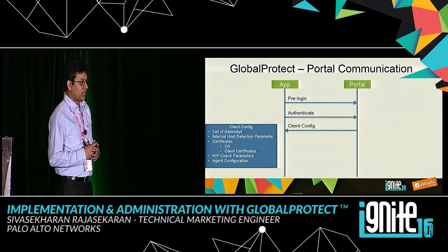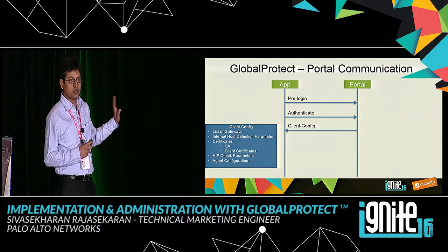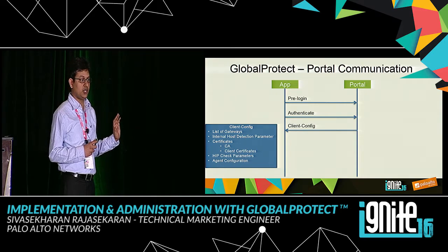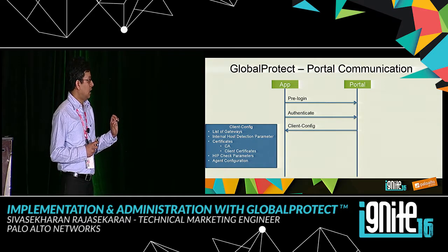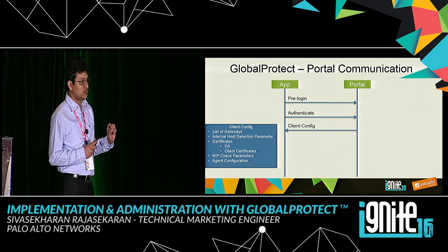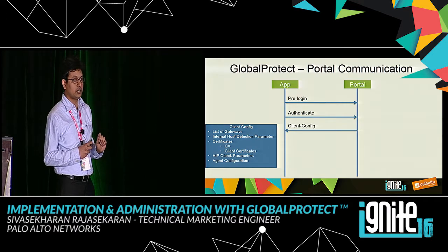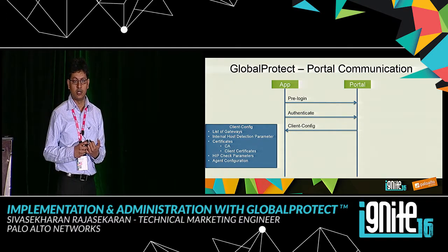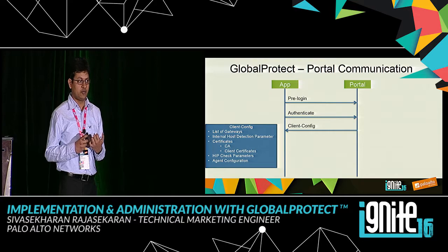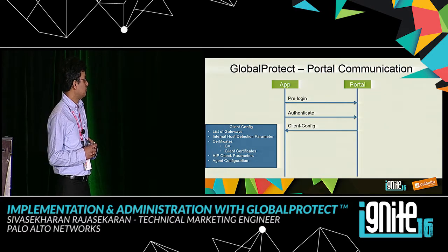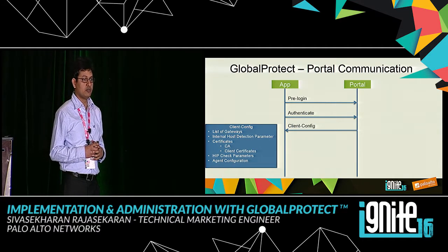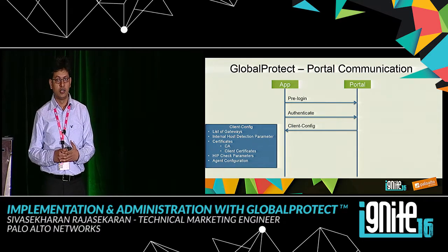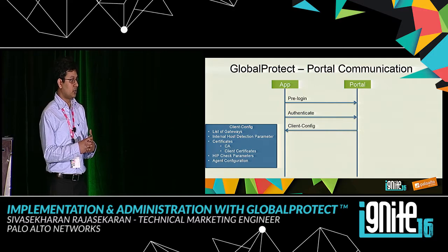And we also have HIP check parameters. HIP is host information profile. As I said, that's the endpoint profiling. And the portal sends this information stating to the agent whether it has to collect the HIP information or not, and whether it has to collect information about certain categories and exclude certain categories. And finally, you have the agent configuration, which says how the agent behaves. How does the agent connect to the portal or the gateway? What is the connect method to use?